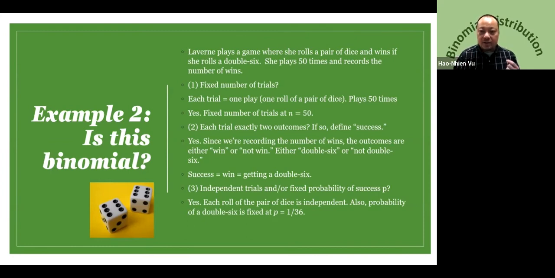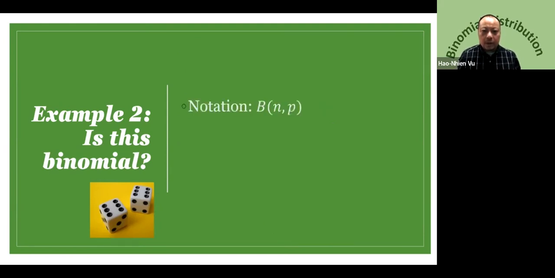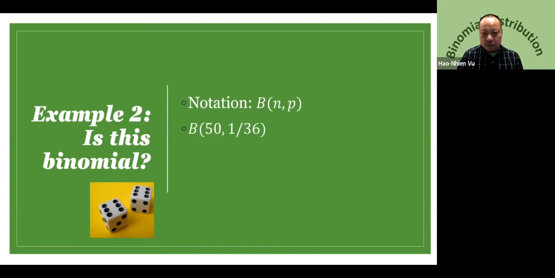Coming back to this example, we have a binomial situation that involves 50 Bernoulli trials where the probability of success is 1 out of 36. The number 50 and the probability 1 out of 36 uniquely define the binomial distribution. So the notation for this is capital letter B for binomial, open parentheses n, the number of trials, comma, p, the probability of success. So for this particular situation with Laverne and her gambling, the notation is B, open parentheses, 50, comma, 1 out of 36, close parentheses.